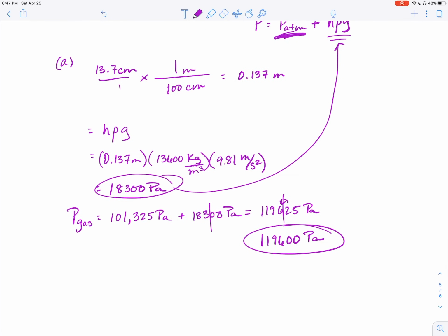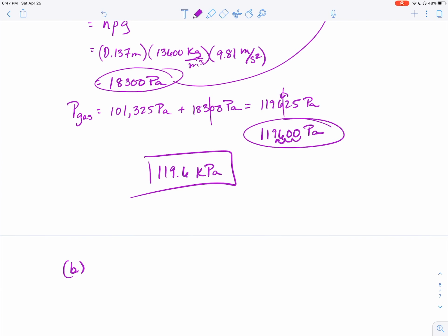Okay, and so that is pascals, but the question asked us to do kilopascals. So let's do kilopascals. When we convert that to kilopascals, for every 1,000 pascals, it's equal to 1 kilopascal. Essentially, we're going to be moving the decimal over 3 times to the left, and the number of kilopascals will be 119.6 kilopascals. So that is our answer to part A.